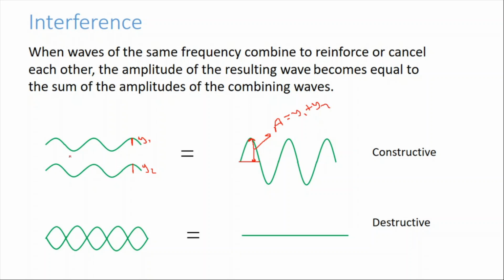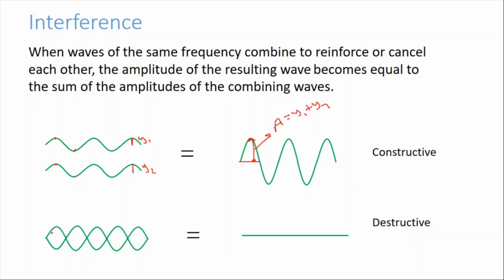This is called constructive interference. For constructive interference, as you see, the two waves are in phase. Their crests and their troughs coincide. That's why they are in phase, and this type of interference is called constructive interference.